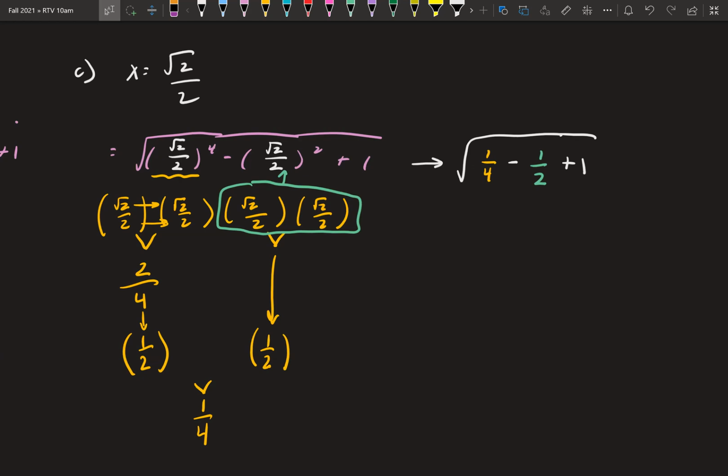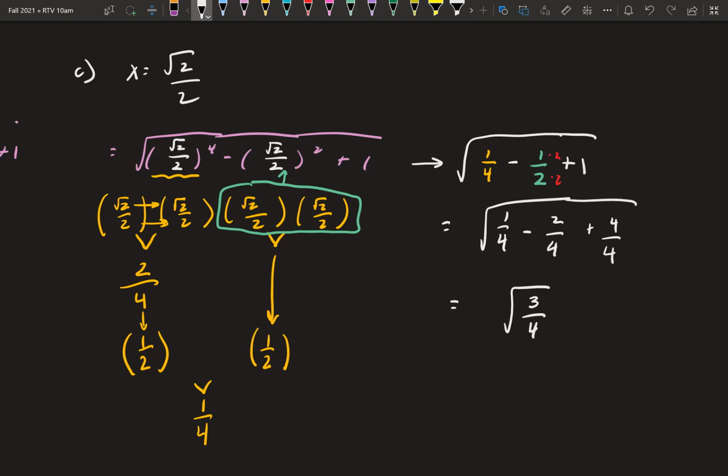All right. Let's simplify now. So we need to simplify inside of our radical. That means we need everything to have the same denominator, so let's make it 4. So we have 1/4, and then this we multiply by 2, so we have minus 2/4. And then for 1, since the denominator is 4, it's just 4/4, because 4/4 is 1. So we have 1 minus 2, that's -1. -1 plus 4, we get 3. So we have now 3/4.